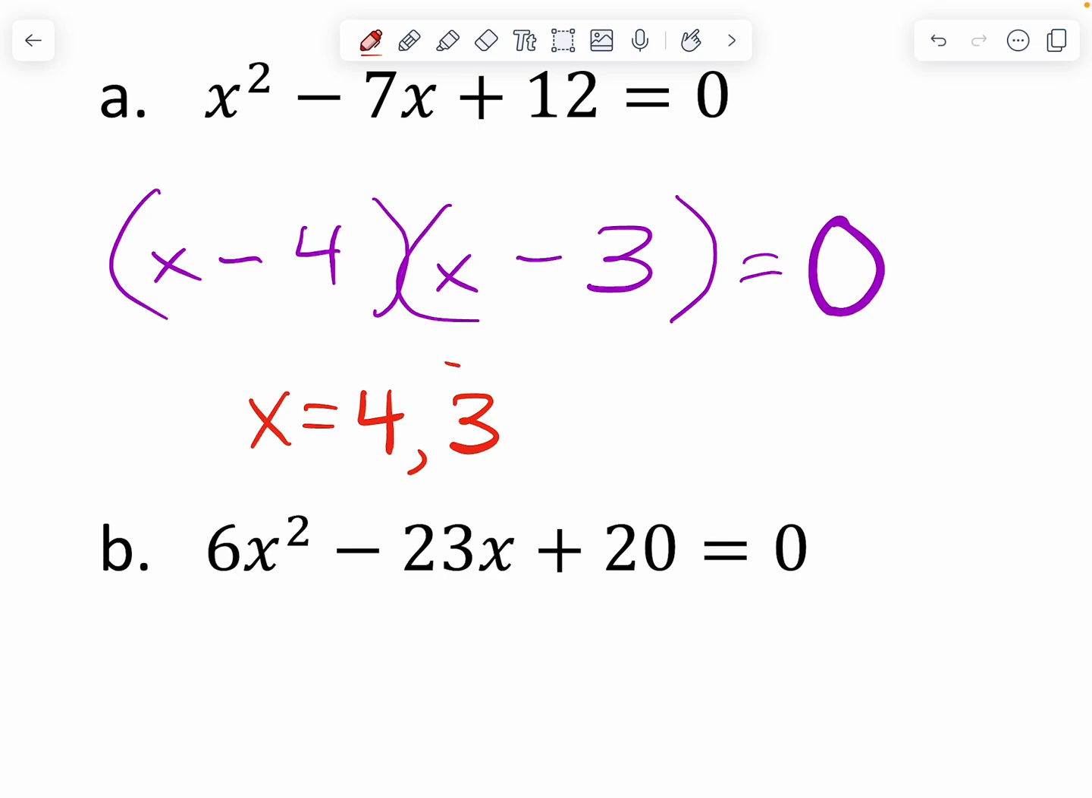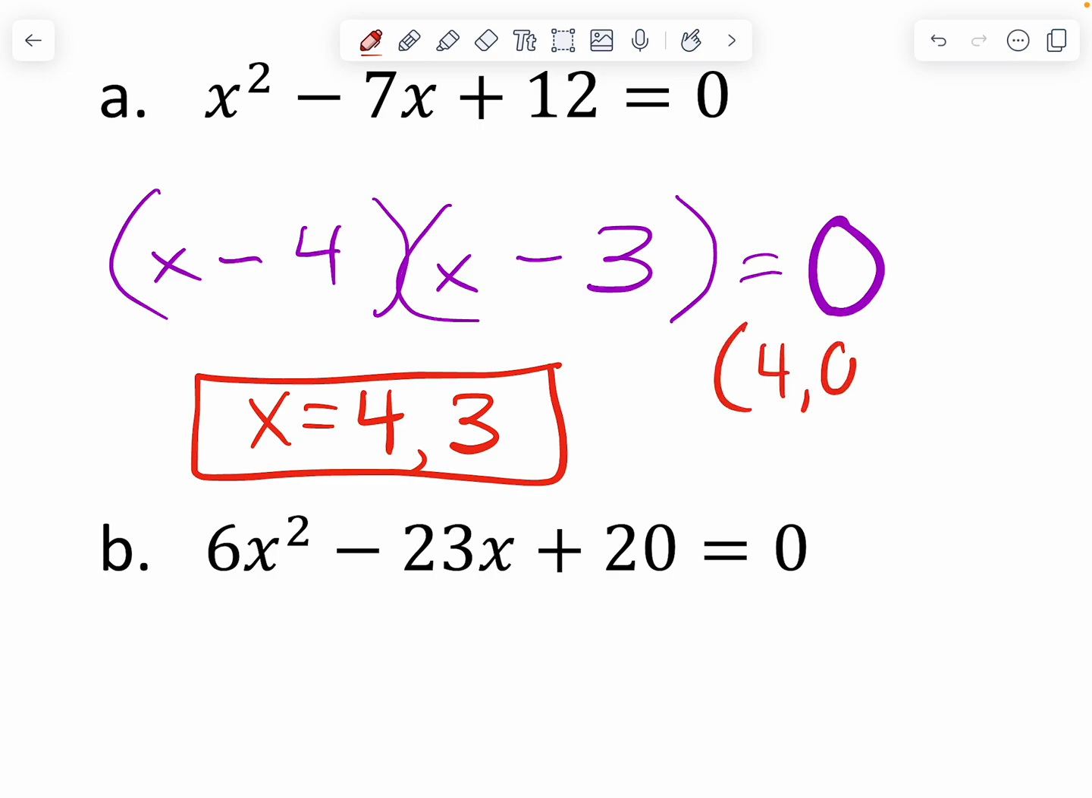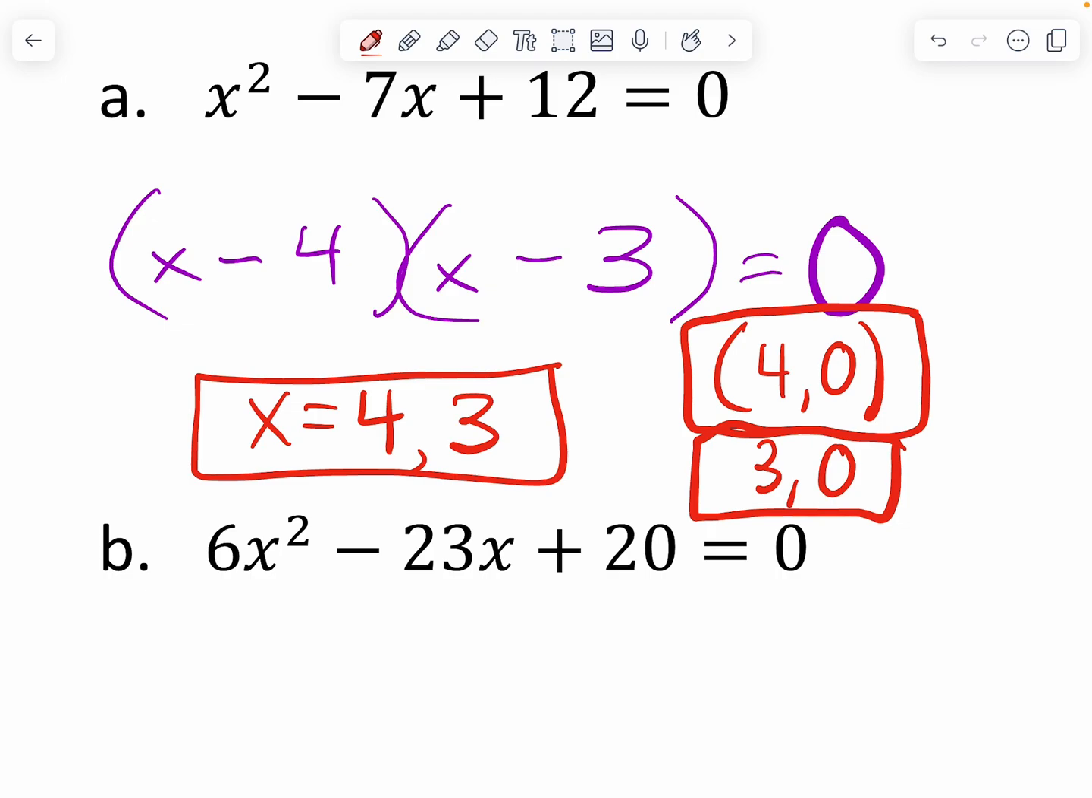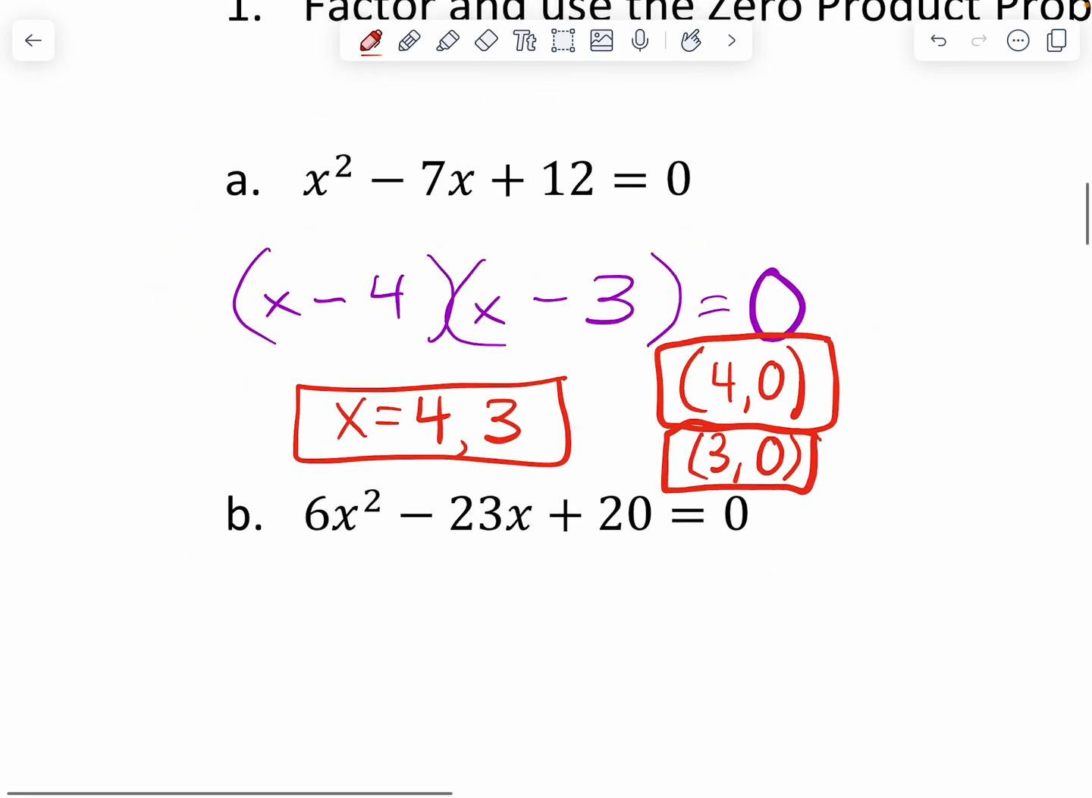When we solve for x, I get 4 and 3. So I can leave it like this. I would accept this. You could also write these as ordered pairs. X is 4 when y is 0. X is 3 when y is 0. So it's up to you how you write those. But those are my two answers, and we're going to talk in a little bit what that means on the graph.